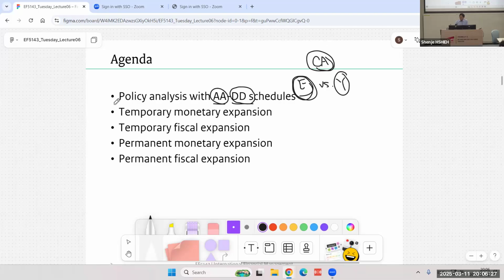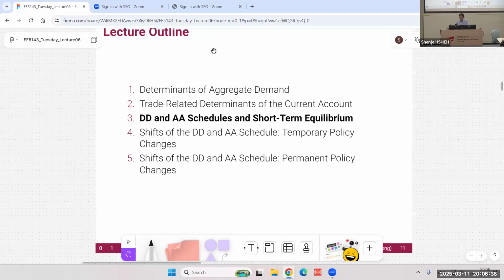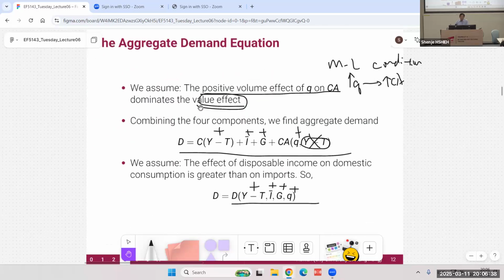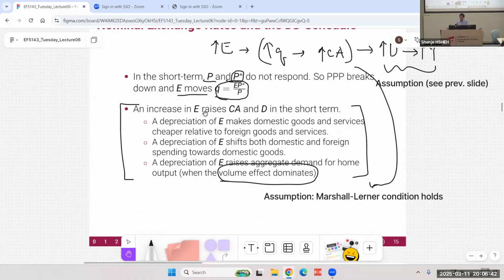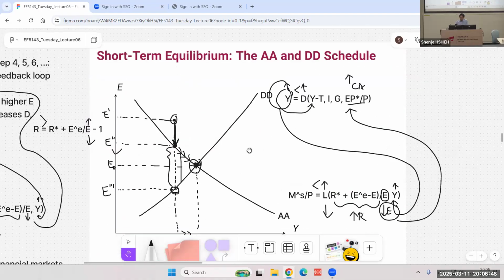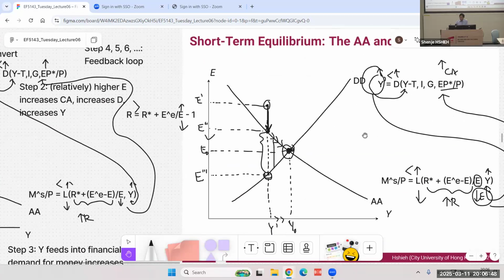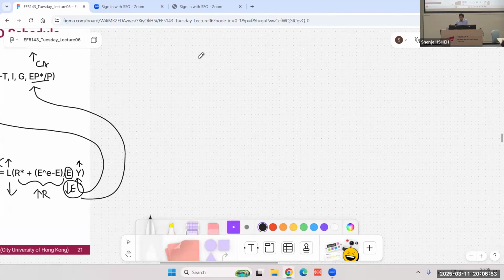So maybe before talking about policy changes, let's just review a bit about how it's constructed and how equilibrium is achieved, the steps to achieve equilibrium. So, all right, so we stopped here yesterday. So maybe it's good to review a little bit. So I'll start over, of course, right?